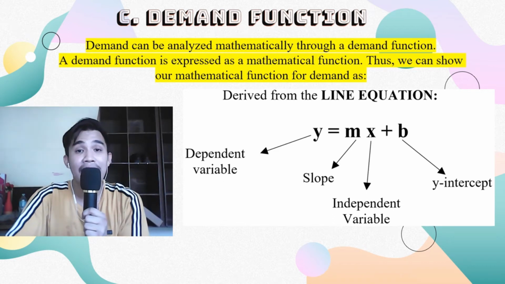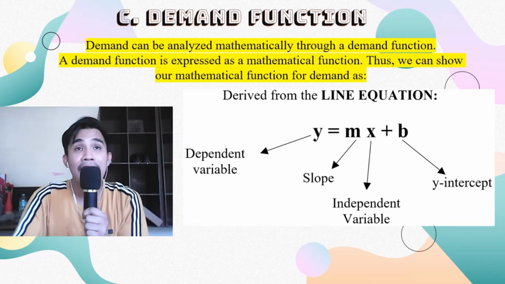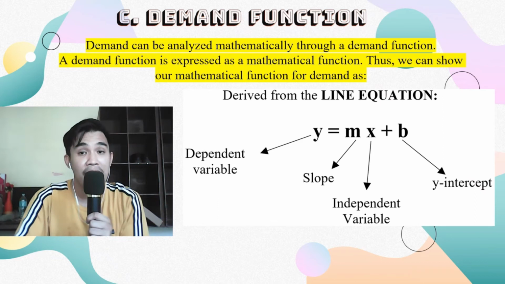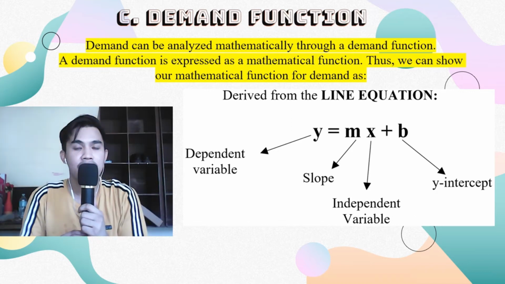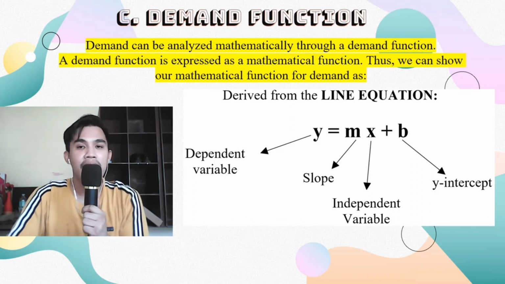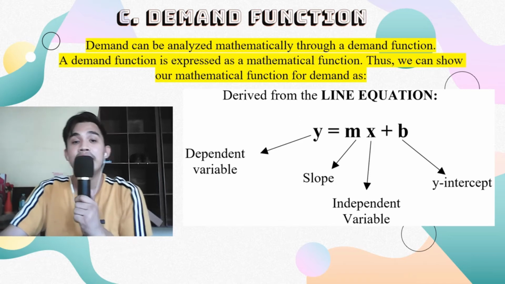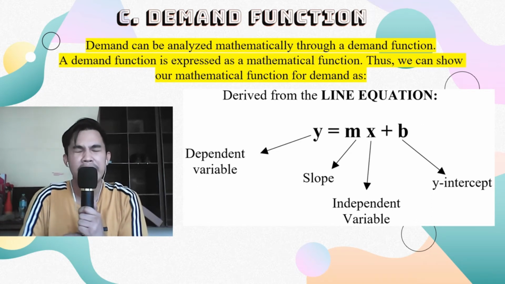So demand can be analyzed mathematically through a demand function, and this demand function is expressed as a mathematical function. This demand function that we'll be using at this point is actually derived from the line equation. I know you are familiar with this because you already encountered it when you were still in grade 7. So the line equation that we have here is y = mx + b, wherein y is the dependent variable, m is our slope, x is our independent variable, and b is our y-intercept.